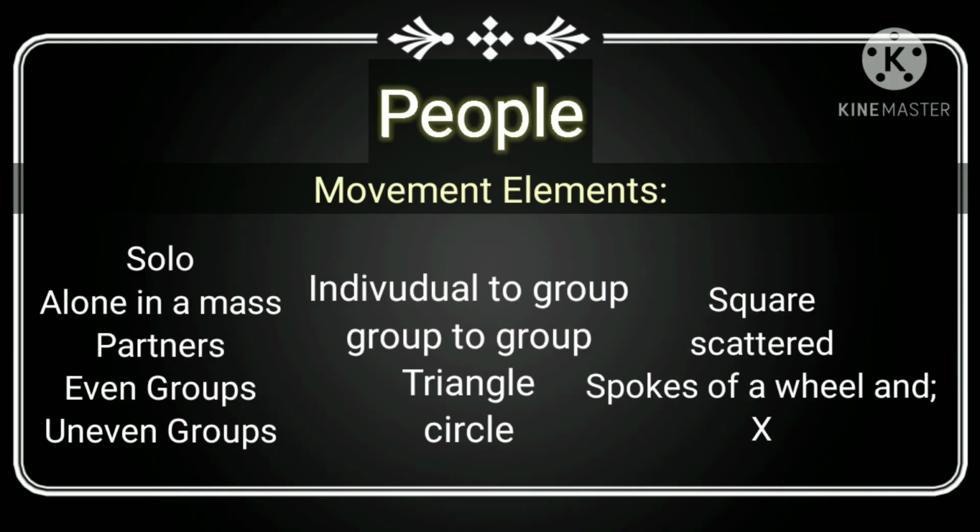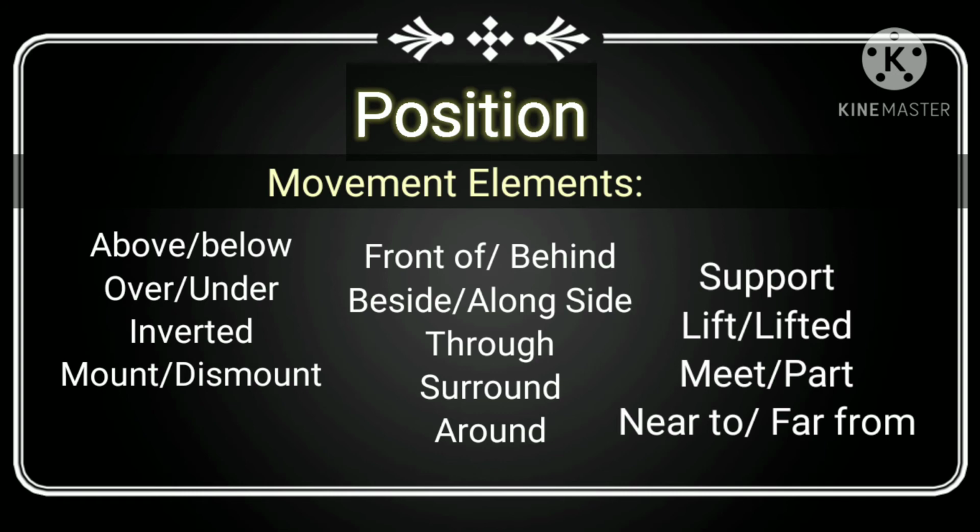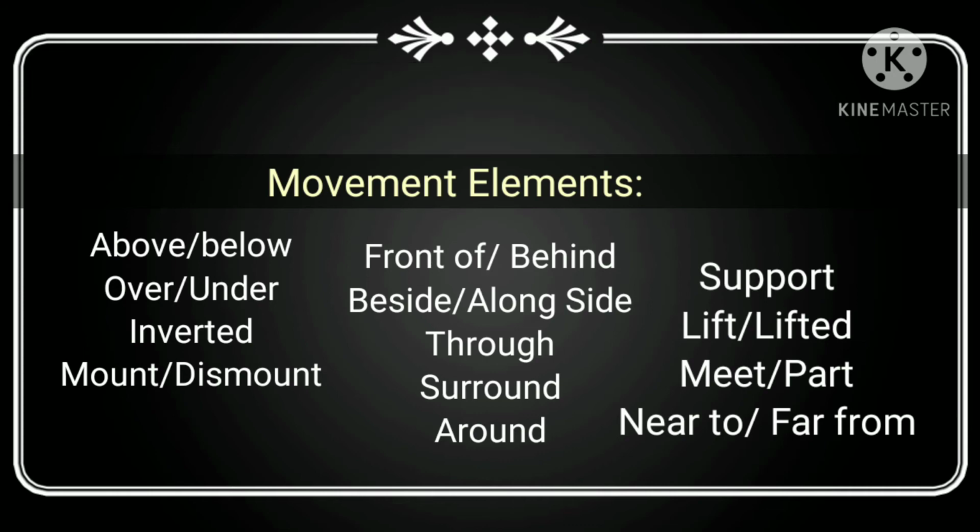People is the first relationships category and describes a variety of ways to be organized to relate to one another. The following are the most basic movement elements of people: solo, alone in a mass, partners, and so forth. The second category is position. A variety of positional relationships are often in opposite pairs. Some of these relationship terms are very similar, differing only in whether people are moving or stationary. The following elements come from the category of position.